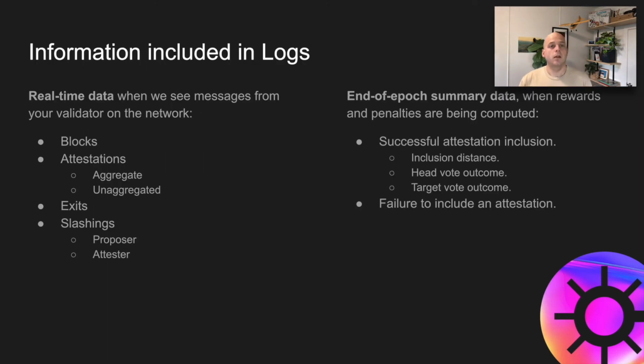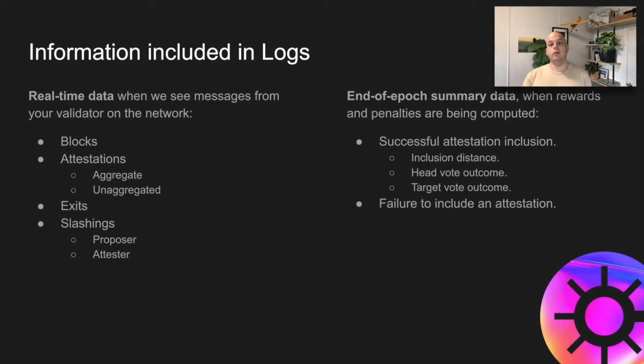So the information we include in these logs, you get real-time data, so that's when you get blocks, attestations, exits and slashings. You get a little log for those. And we also do end-of-epoch summary data. So when our consensus engine is computing rewards and penalties, we will spit out little logs to say, not exactly, but more detail about what your validator did during that epoch. We give a bit more information than Beacon Chain does, which is quite cool.